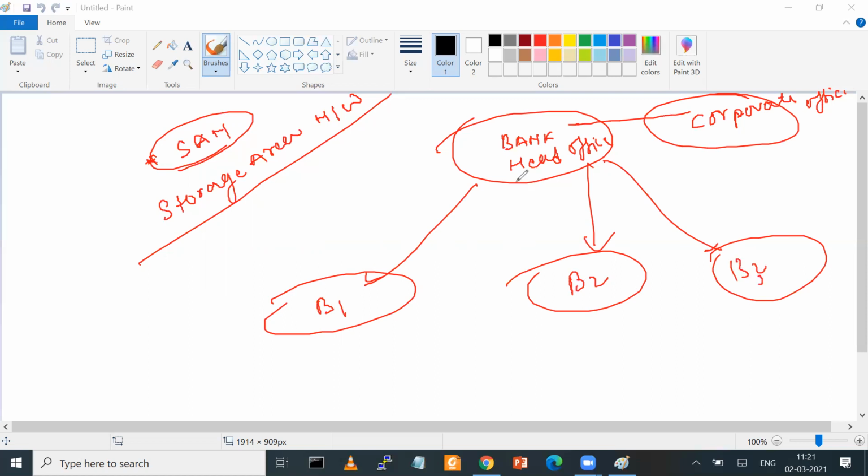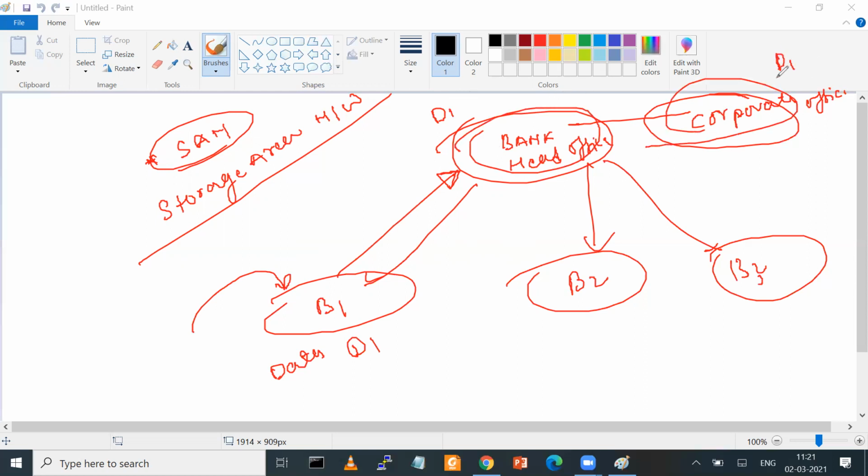So let's say I'm running my storage area network. Whatever data I save in branch office 1 also gets saved on my head office. Let's say I've saved one data, D1. The copy of D1 gets saved here on the head office as well as the corporate office. The advantage is that if I lose my data from the branch office, I can recover from two locations, from the head office as well as the branch office. Such a storage network basically provides data redundancy.